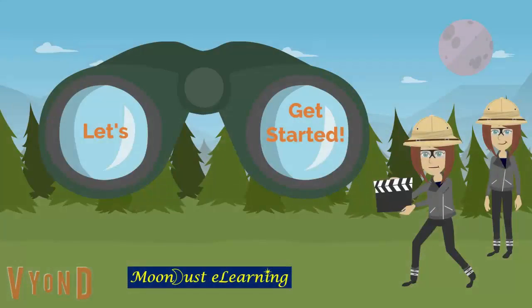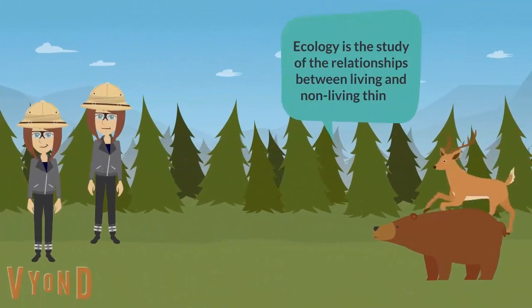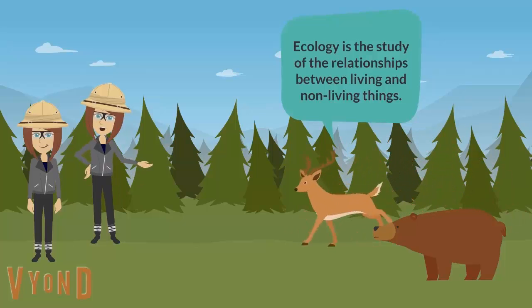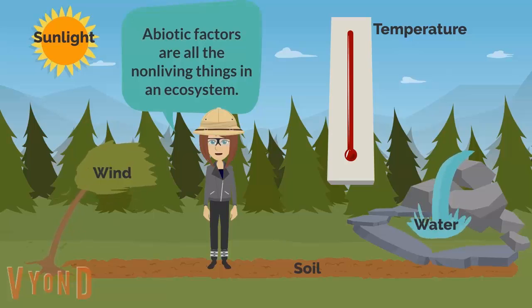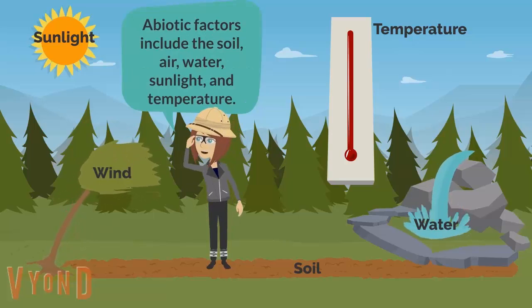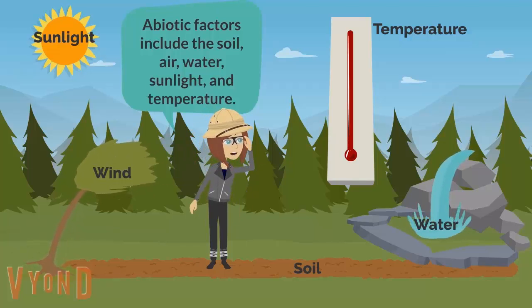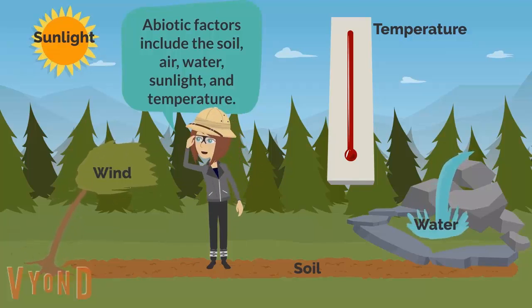Let's get started. Ecology is the study of the relationships between living and non-living things. Biotic factors are all the living things in an ecosystem. Abiotic factors are all non-living things in an ecosystem. Abiotic factors include the soil, air, water, sunlight, and temperature within their environment.